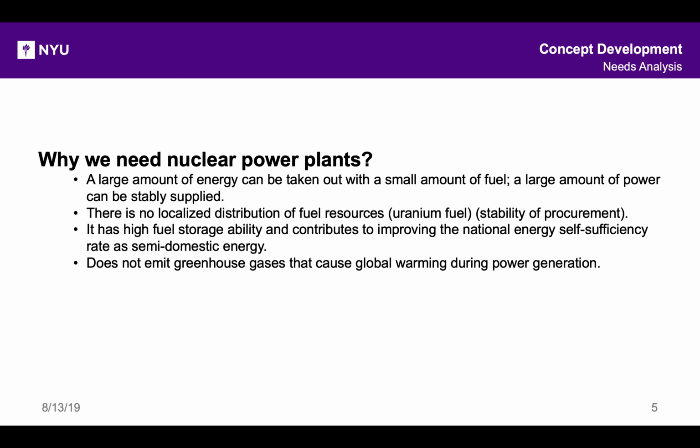Next, I'm going to talk about why we need nuclear power plants. A nuclear power plant is a plant where a large amount of energy can be taken out with a small amount of fuel. A large amount of power can be stably supplied. There is no localized distribution of fuel resources, which means nuclear fuel can be procured stably. It has high fuel storage ability and contributes to improving the national energy self-sufficiency rate as a semi-domestic energy. And a nuclear power plant does not emit greenhouse gases that cause global warming during power generation.